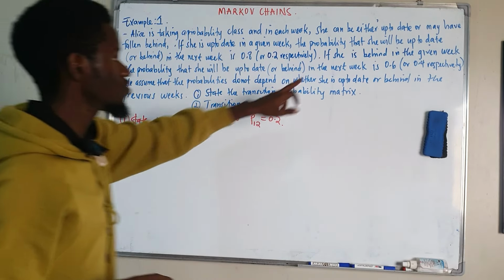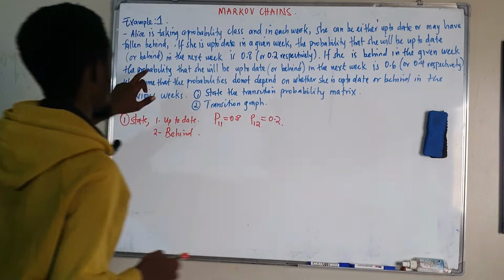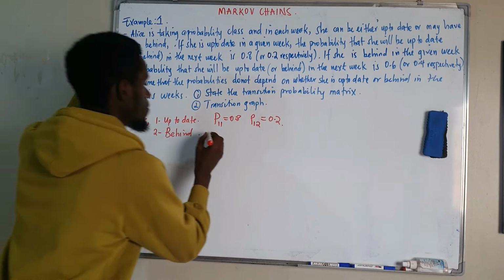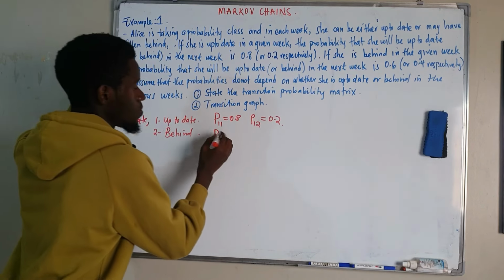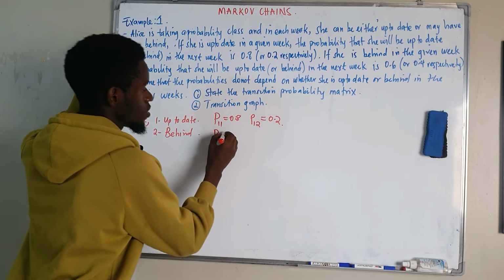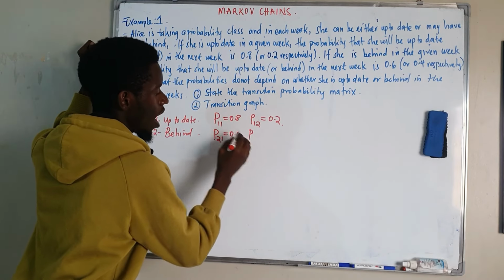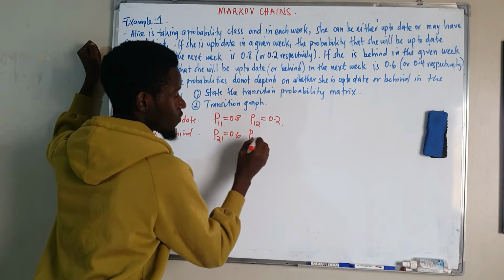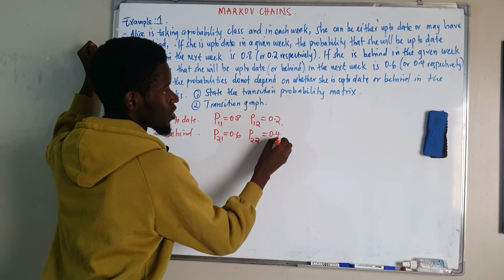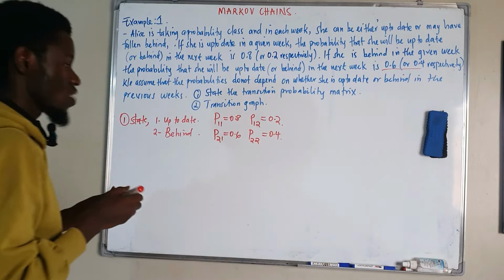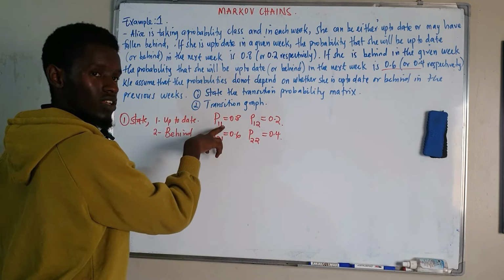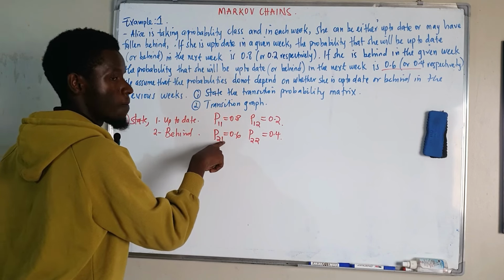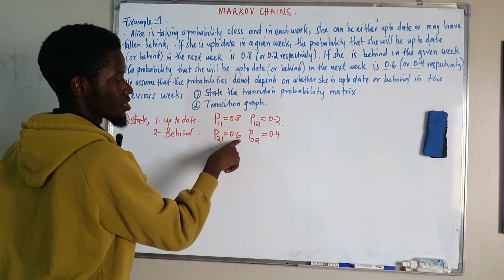Now, if she's behind in a given week, the probability that she will be up to date or behind in the next week is 0.6 and 0.4 respectively. The probability of her being behind in the first week and being up to date in the next week is 0.6. Then the probability of her being behind in the previous week and being behind in the following week is 0.4. We are saying that the probability of being behind this week and being up to date next week is 0.6.